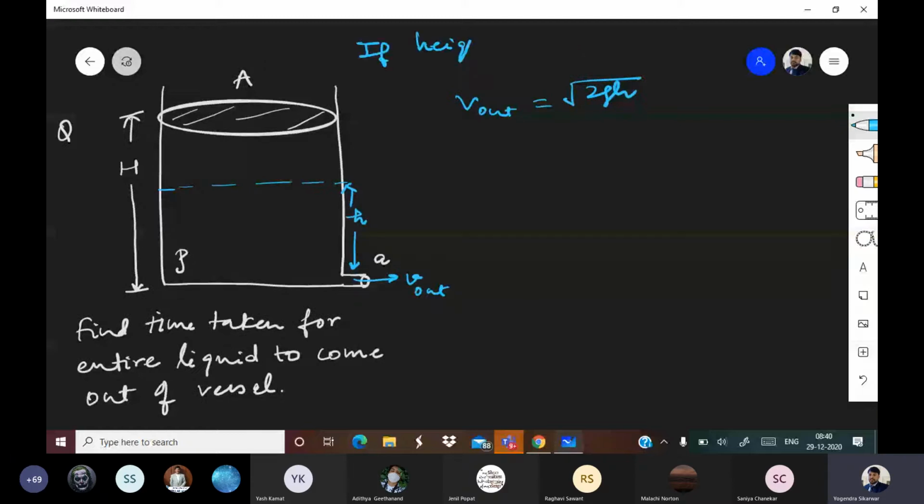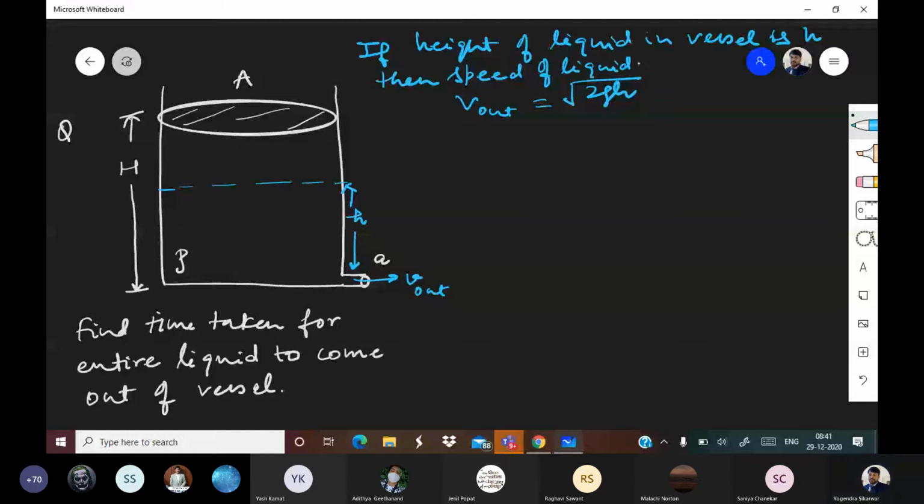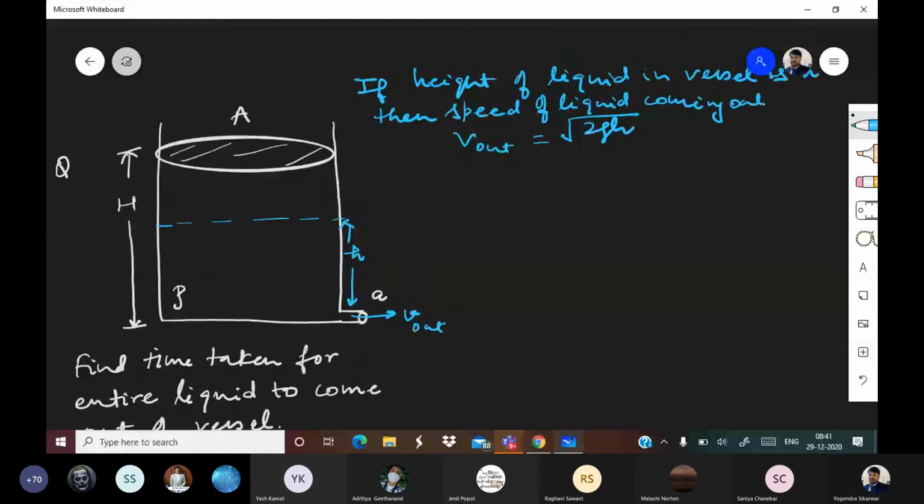Let me write this in words also. If height of liquid in vessel is h, then speed of liquid coming out from orifice is V is equal to under root of 2gh.